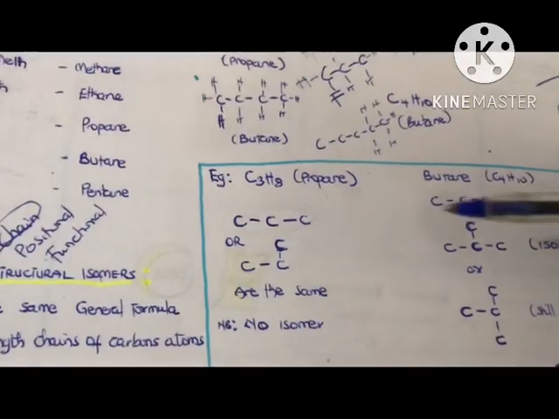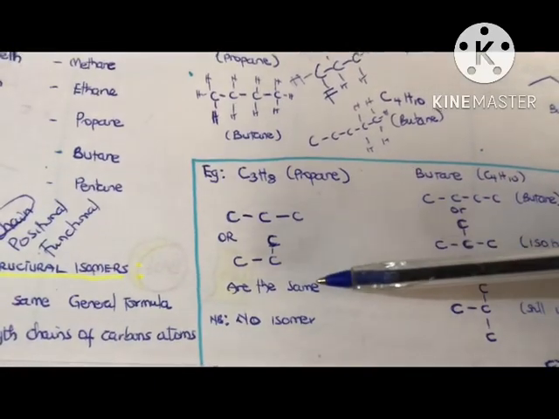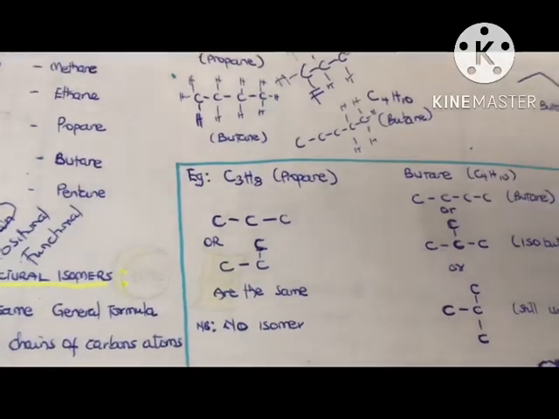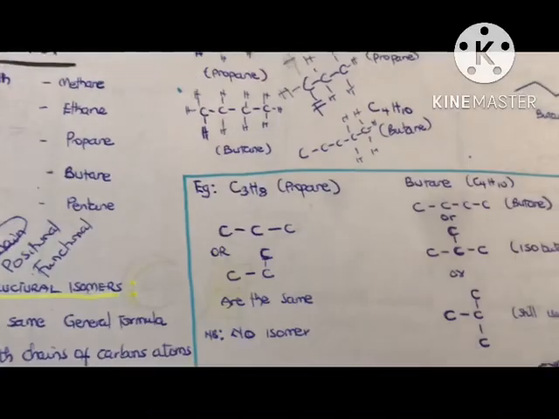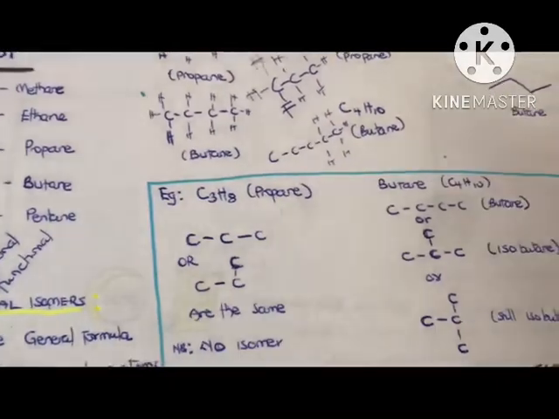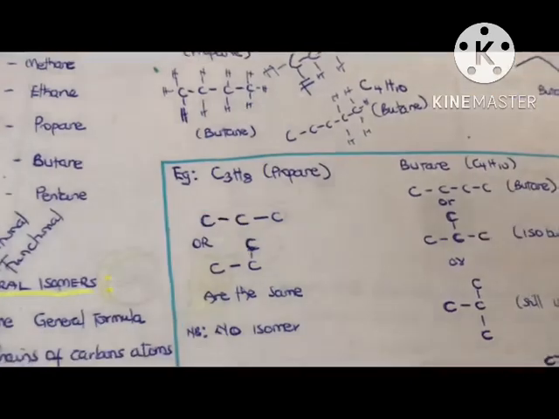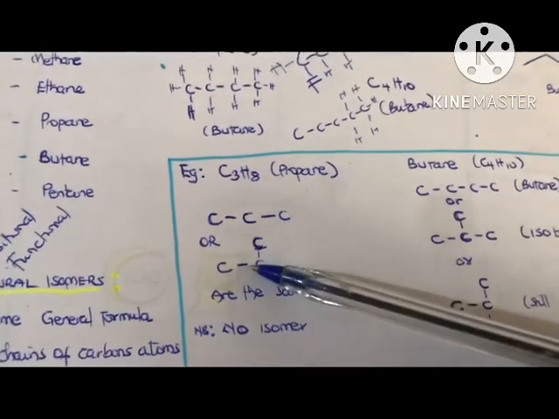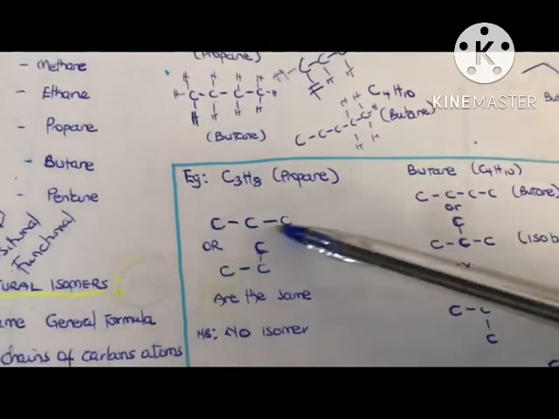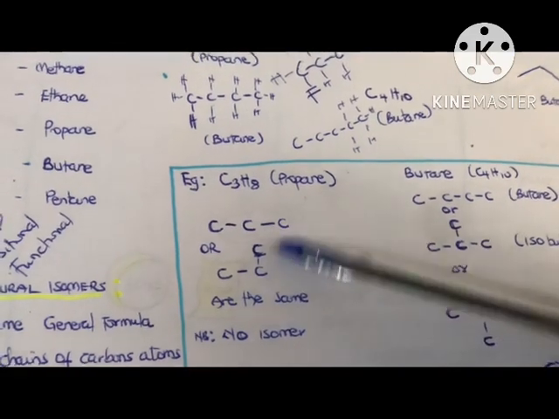When you look at propane, let me say this. Propane doesn't actually have an isomer. You understand? So there is no isomer for propane. There's no isomer for ethane. There's no isomer for methane. Put that in mind, because this and this are actually the same. This and this are actually the same. There is no difference. You understand?